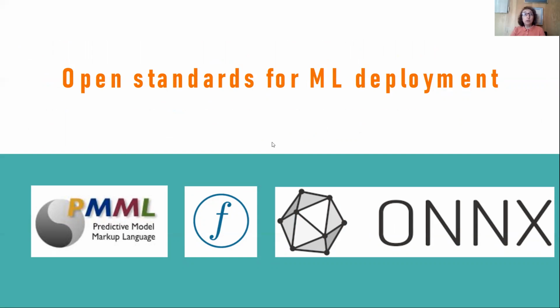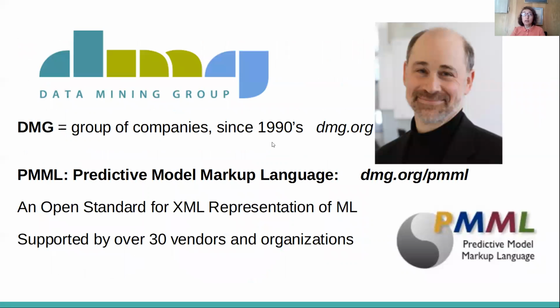And so let's talk about some of those open standards. The first one was PMML, Predictive Model Markup Language, which was created by the Data Mining Group, the group of companies working together on those open standards. And this group was started by Professor Robert Grossman back in the 1990s. And the first standard is PMML, which was using XML as representation for the models. And currently, PMML is pretty widely used, supported by over 30 vendors and open source organizations.